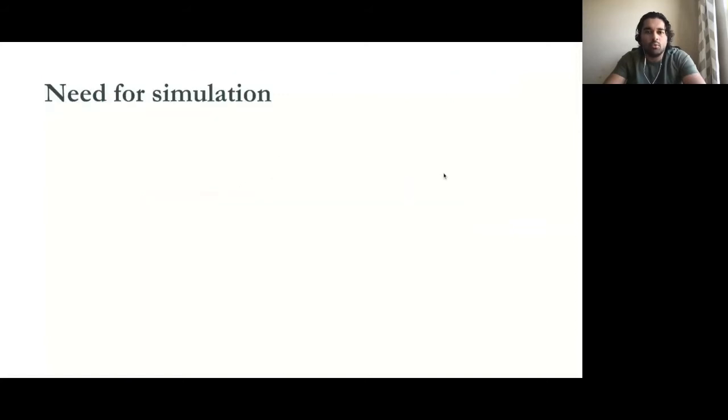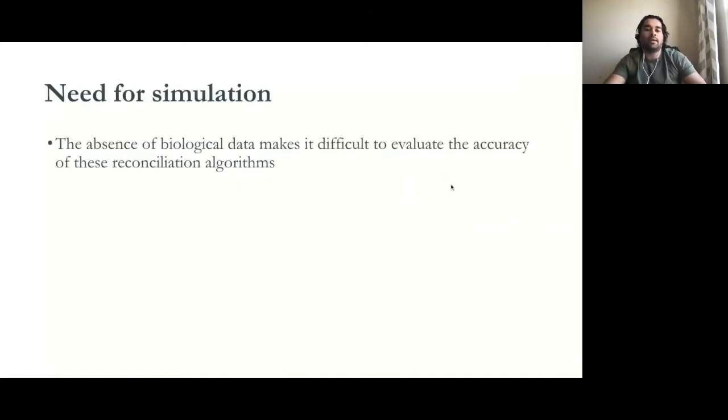So the need for simulation really comes from the fact that there is an absence of biological data regarding the specific events that have happened back in time. When we have, for example, a phylogenetic reconciliation method or some method that tries to infer these evolutionary events in the history of a specific gene family or gene domain, it's difficult to evaluate whether or not that method is giving us accurate results, because the ground truth, so to speak, is missing.